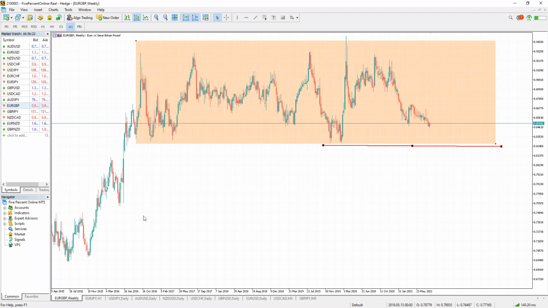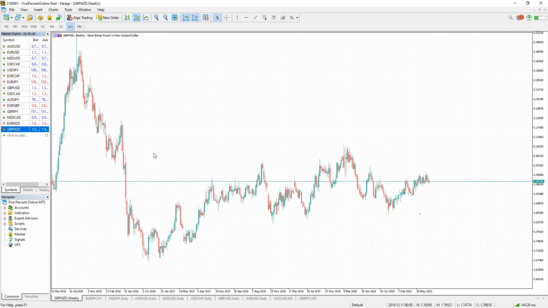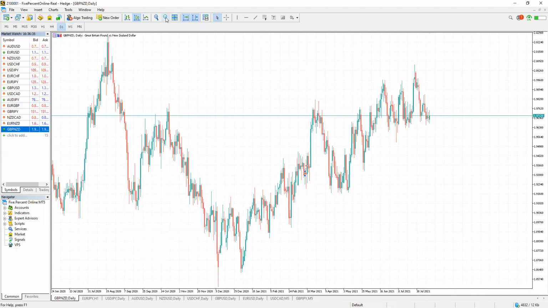Can we look at pound New Zealand? Yes, of course. Let's look at that. Pound New Zealand. You are short on it. Martin, what time frame are you shorting? Pound New Zealand. Yeah.